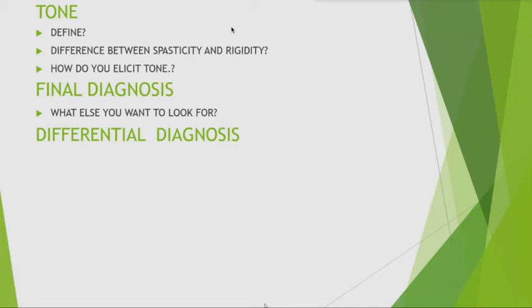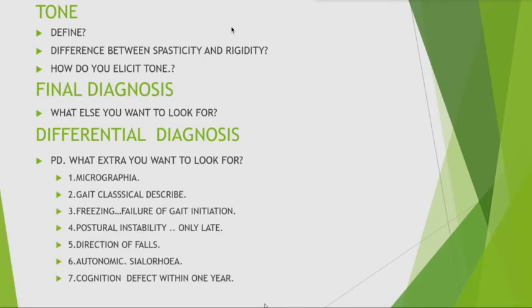What's your differential diagnosis? There's Parkinson's disease. So whenever you have a differential diagnosis, you put a differential diagnosis for tremor, you put a differential diagnosis for rigidity, you put a differential diagnosis for bradykinesia. Like that it goes, no? Okay. So what extra do you look for in making out the differential diagnosis? The most important differential diagnosis is Parkinsonism. So what all things can you look for? Micrographia, classical gait you said, freezing.